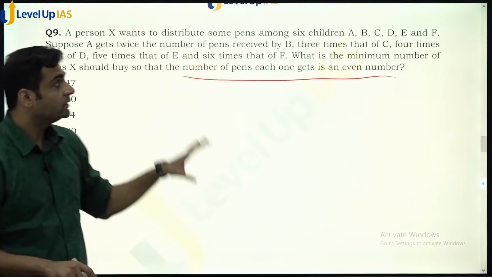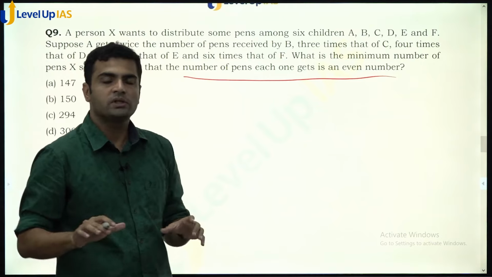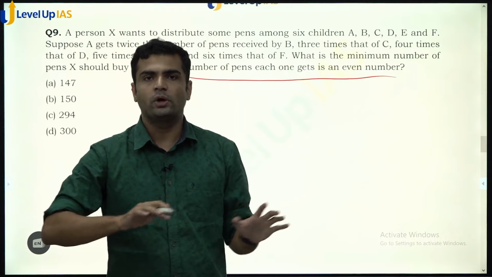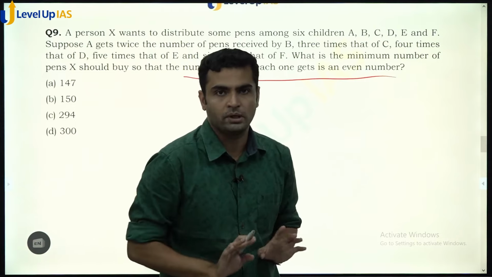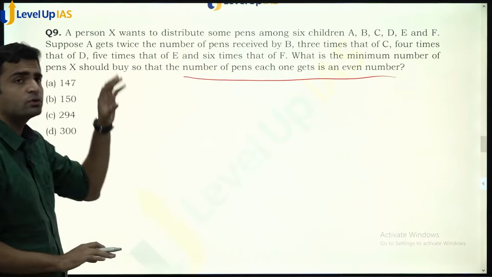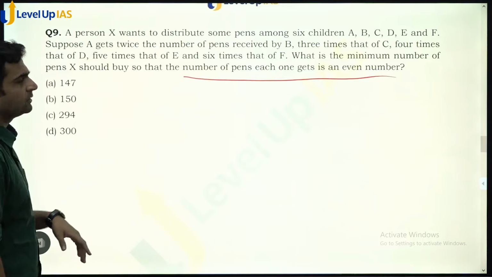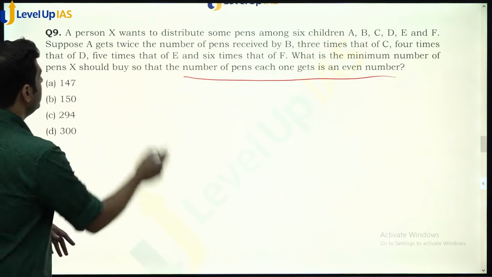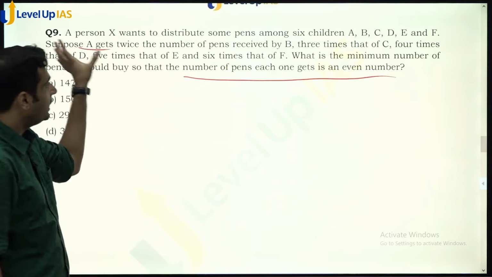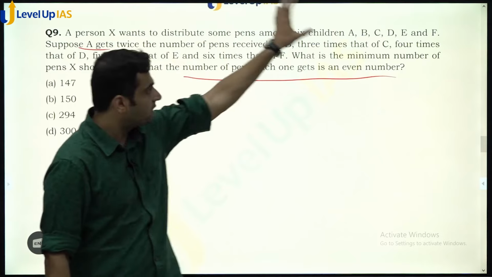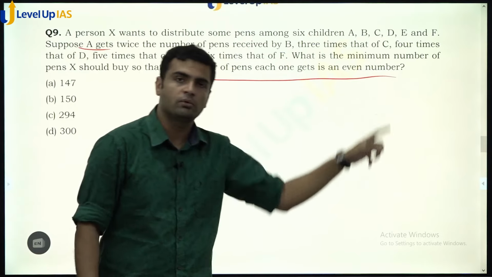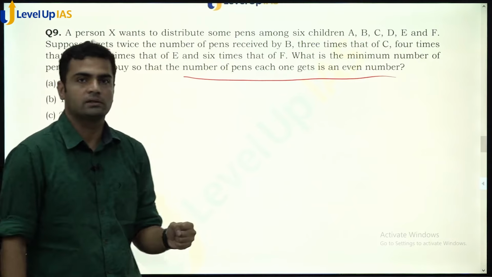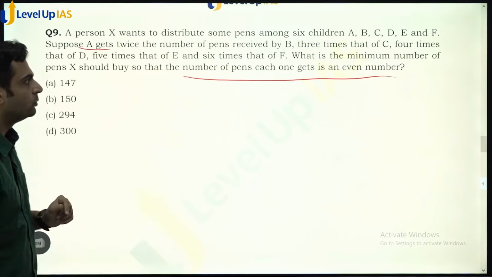Or if the question has a lot of information about one thing, one unknown, then that quantity we can assume as X, so the equations formed are very simple. Now in this question, all of the information is about how many pens A has. It is given that A has twice the number of B, A has thrice the number of C, A has 4 times the number of D, and so on. Everything is given in terms of the number of pens A gets. So that is the quantity we will assume as our unknown.